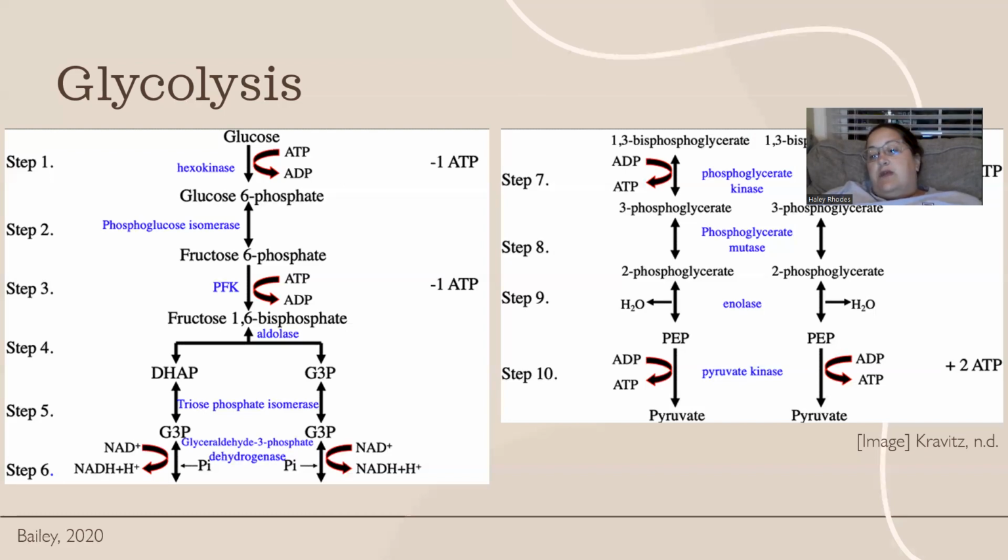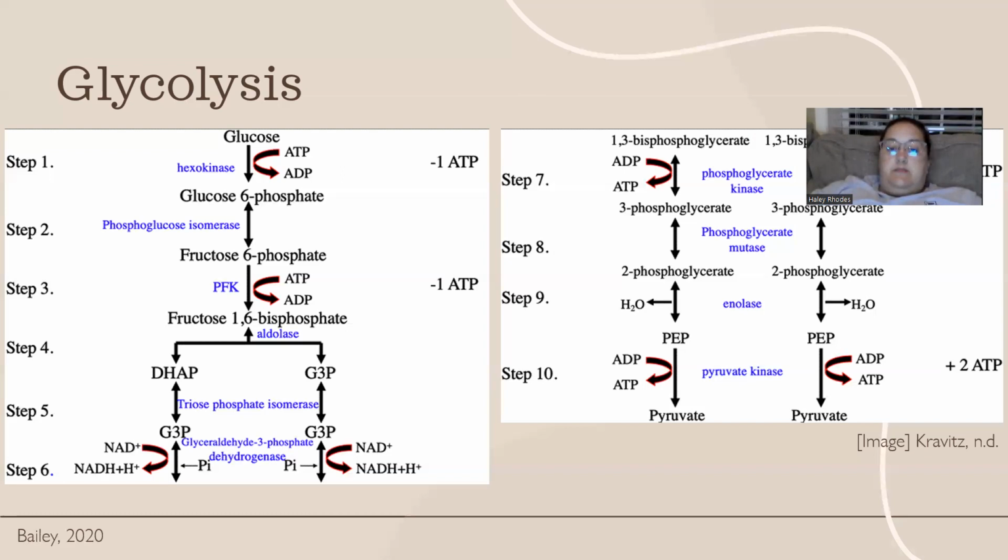In step 8, we see phosphoglycerate mutase move a phosphate from the 3rd carbon to the 2nd to form 2-PGA. In step 9, enolase removes water from 2-PGA to form PEP, or phosphoenolpyruvate. In step 10, pyruvate kinase is going to transfer a phosphate group from PEP to an ADP molecule, forming pyruvate. And again, that transfer of the phosphate group to ADP turns it into ATP.